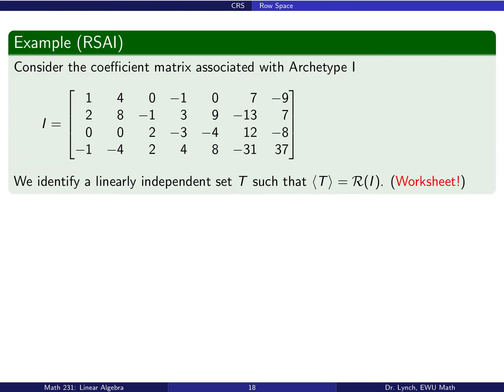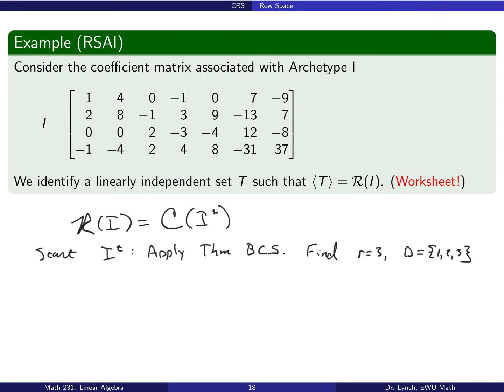Okay, here's an example. Let's go ahead and look at this coefficient matrix associated with archetype I. We'll identify a linearly independent set T such that the span of T is equal to the row space of I. So we'll start with I transpose and apply theorem BCS to that. I transpose, reduced to row echelon form. What we find is that I transpose in reduced row echelon form has 3 pivots. Those pivot columns are 1, 2, and 3.